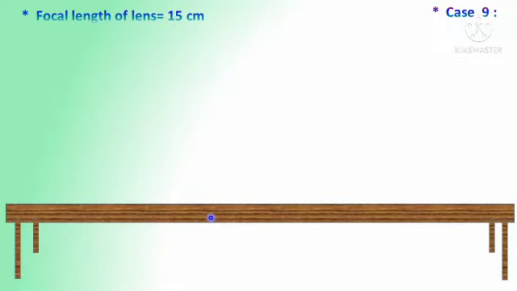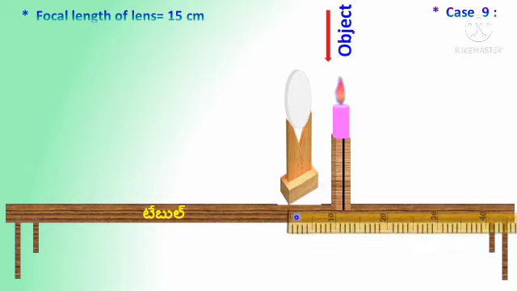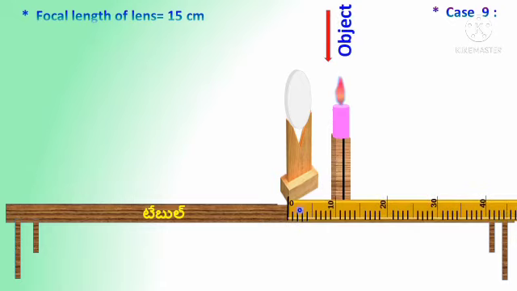See the following characteristics here. Case 9. Arrange the table. The focal length of the lens is 15 centimeters. Arrange the convex lens. Then here the object will be very near to the lens, very near, maybe 10 centimeters. The object to lens distance is 10 centimeters.